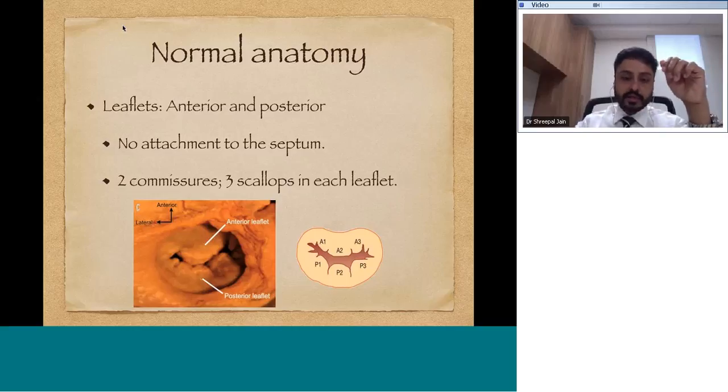In addition, the leaflets are divided into three scallops. From lateral to medial, they are A1 and P1, A2 and P2, and A3 and P3.